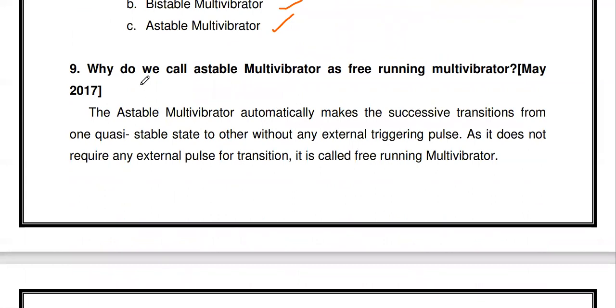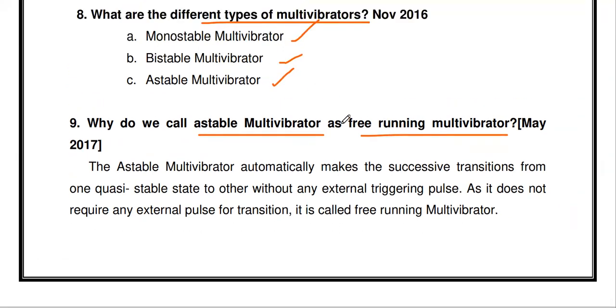Then the next one: why do we call an astable multivibrator a free running oscillator or free running multivibrator? It's an important question. It's a May 2017 question. The astable multivibrator's other name is free running multivibrator. Why? In astable, without giving any trigger input, that multivibrator will automatically generate its own square waveform as output. That's why it is called a free running multivibrator. But in bistable and monostable, in order to change the state, we have to give some external trigger. If we do not give any external trigger, it will not work.